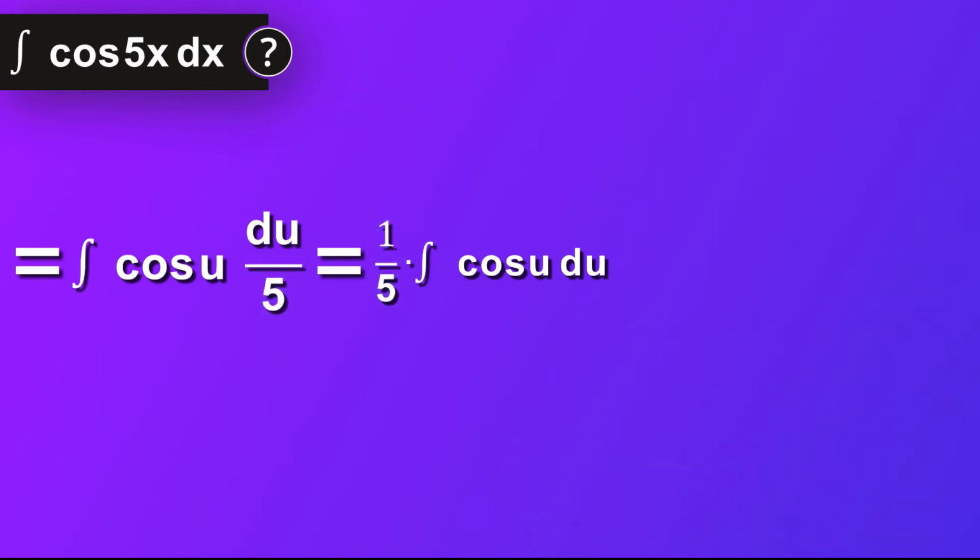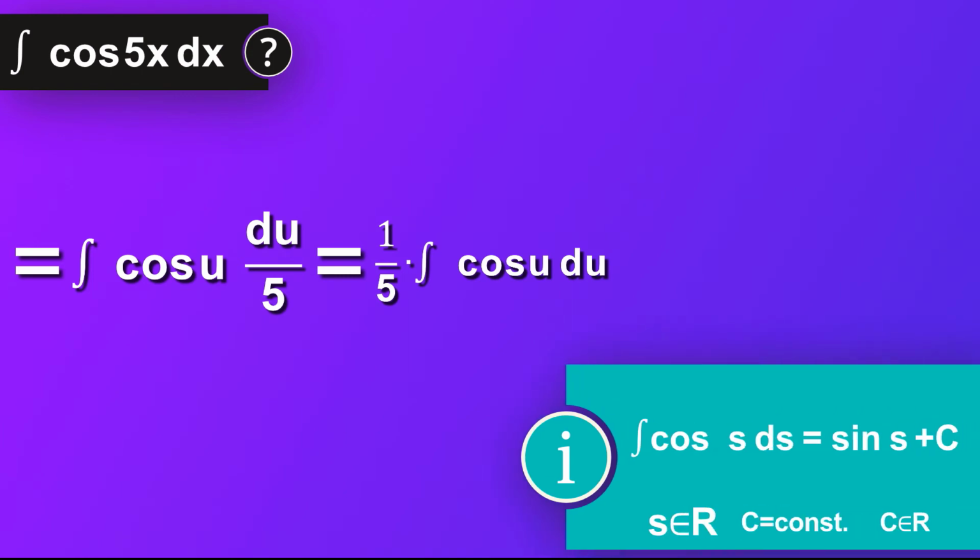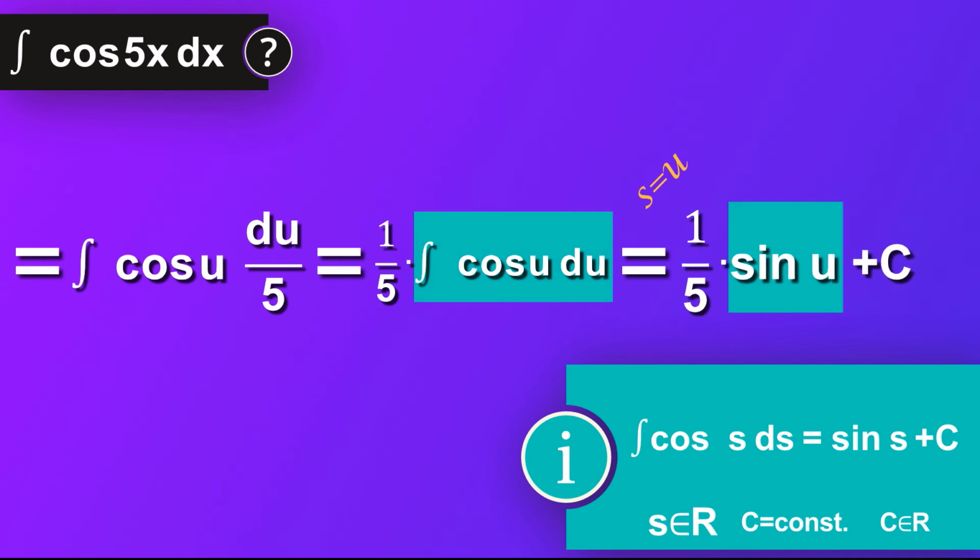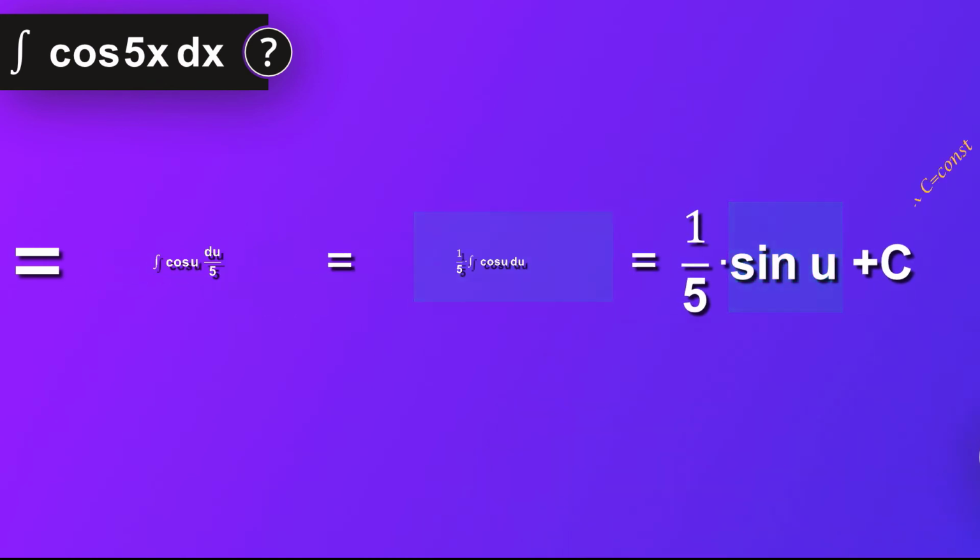Perfect! Now we can apply the formula for solving the integral of cosine s by ds, which equals sine s. We also must add constant c to make sure that we have all our solution taken into account, as our solution makes a whole class of functions, not a single one. In our case, s is equal to u, so we've got 1/5 sine u plus constant c.